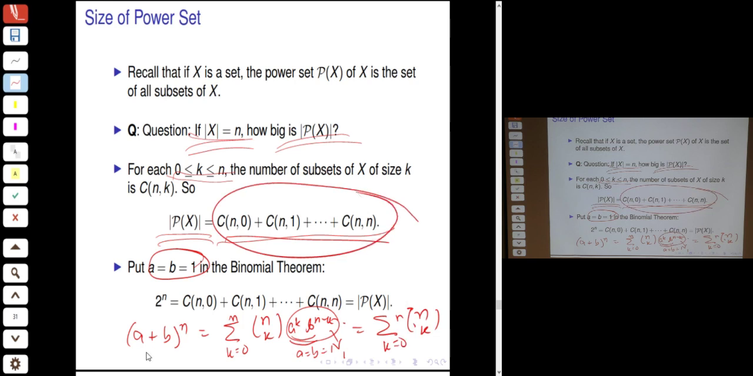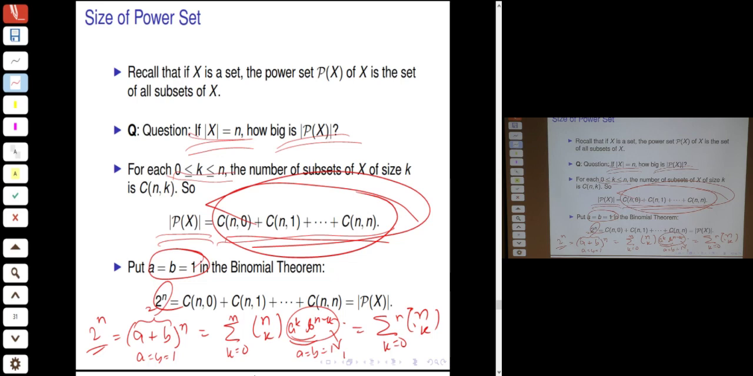And on the left hand side, if you put a equal to b equal to 1, you just get 1 plus 1, which is 2. So you get 2 to the power of n. So the sum of all the binomial coefficients between 0 and n is 2 to the n. And that's the size of the power set of X. So that's the total number of subsets of a set of size n that you can form. It's 2 to the n.